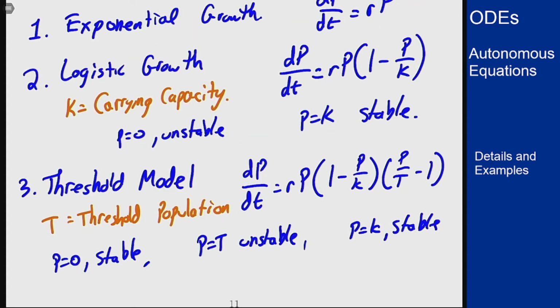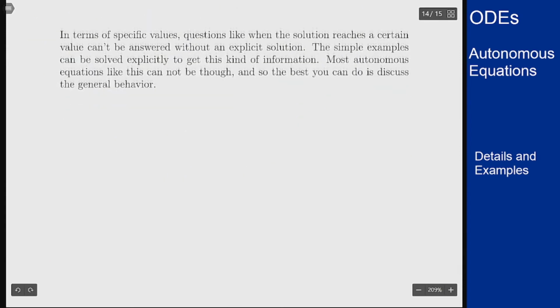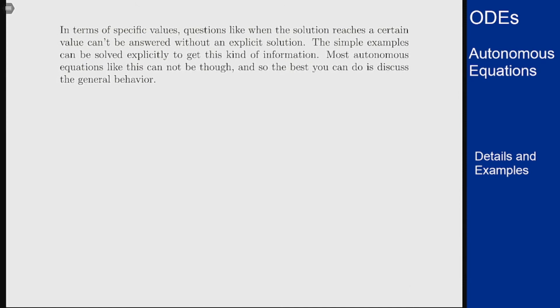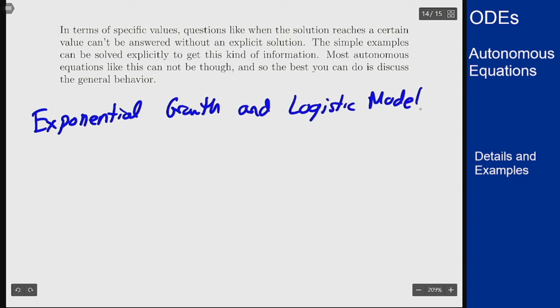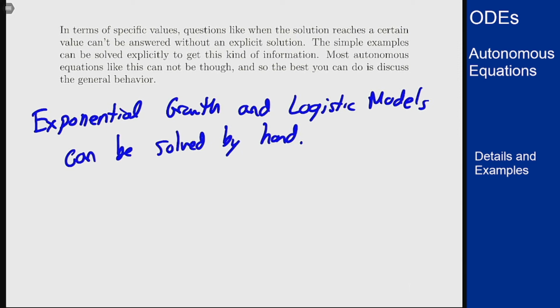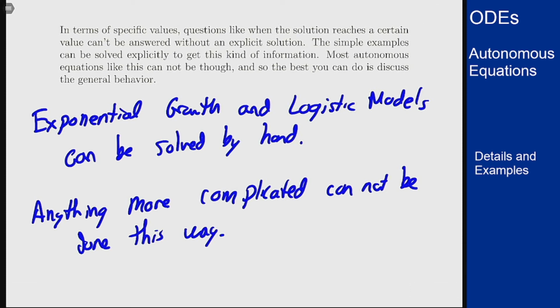Now with these models and equations, it's interesting to ask questions about when the population hits certain values. Unfortunately, for a lot of these, we can't solve them by hand. Only the simplest two models, exponential growth and logistic, can be solved by hand. So in these cases it's possible to get the actual numbers as to when the population reaches a certain amount of individuals. For anything more complicated, we're not able to solve it by hand. Even the threshold model would involve solving a cubic equation, which is not something you can always do to isolate the variable that you want.